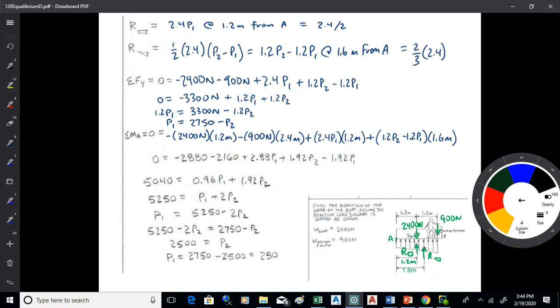I know if you're here, that might be a little hard to read. I'm coming to realize this room doesn't work so well for these slides, but here we go. Minus 2,400 newtons times 1.2 meters. Minus 900 newtons times 2.4 meters. That's the weights: the weight of the boat and the weight of the person. Plus 2.4 P1 times 1.2 meters. Plus this load of the triangular distributed piece down here, which is 1.2 P2 minus 1.2 P1 times 1.6 meters.